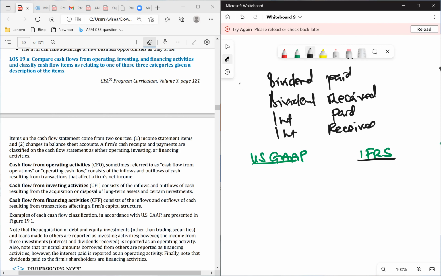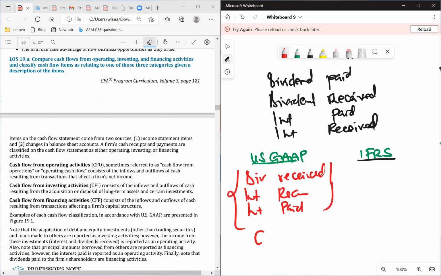So according to the US GAAP, dividend received, interest received, interest paid, all of these are what? Cash flow from operating activities. Then dividend paid will be cash flow from what? Financing activities. Is that okay?